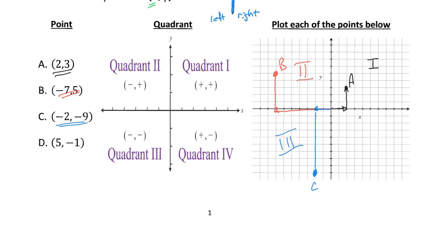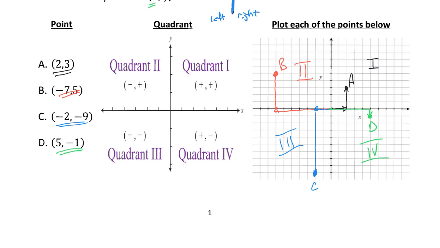And at this point, you can probably guess where the last point is. But for D, again, the first coordinate is 5, and it's positive 5. So I'm going to move 5 units in the positive x direction. So 1, 2, 3, 4, 5. And then negative 1 is 1 unit in the negative y direction right here. So there's D, and that's in quadrant 4.